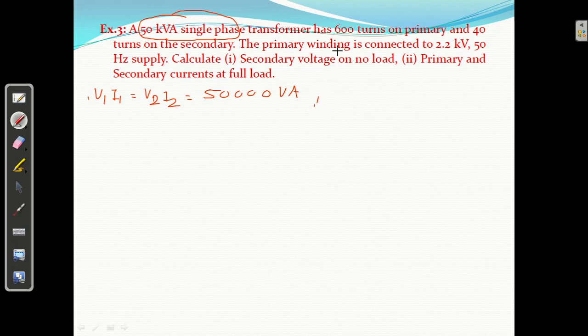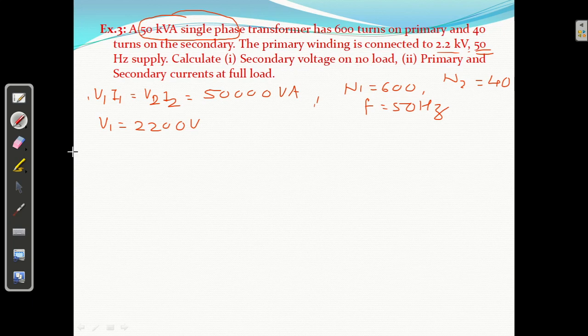Second, transformer has 600 turns on the primary. N1 is given 600 and 40 turns on the secondary. N2 is given 40. Right? The primary winding is connected to 2.2 kV. V1 is given 2200 volt, 2.2 kilovolt. Frequency is given 50 hertz. Calculate secondary voltage at no load.